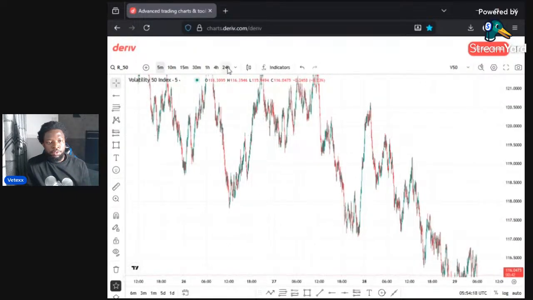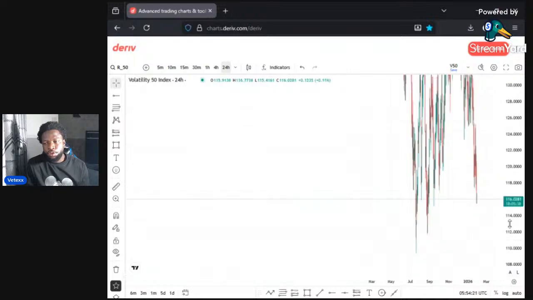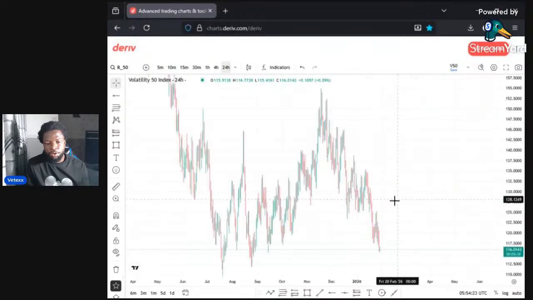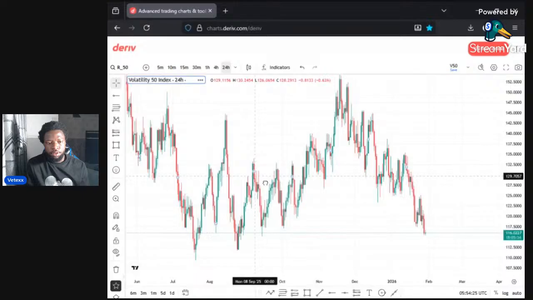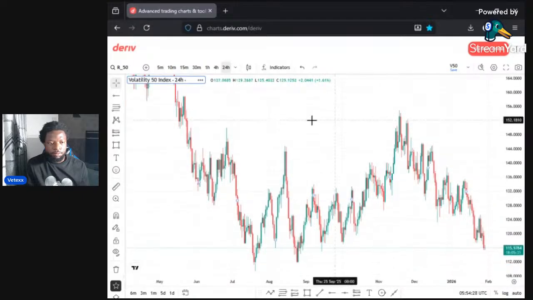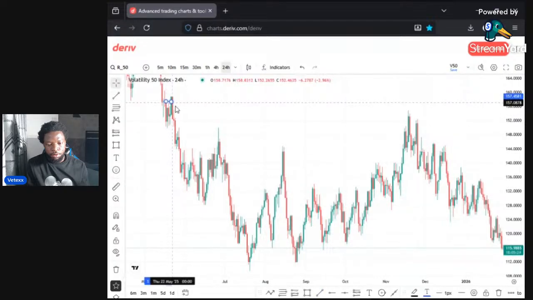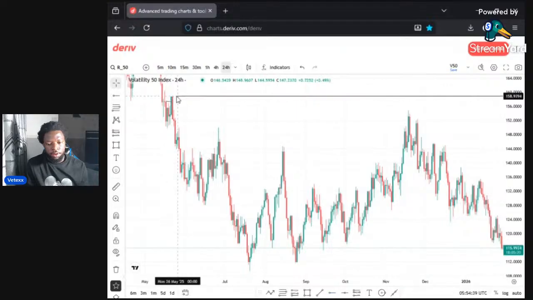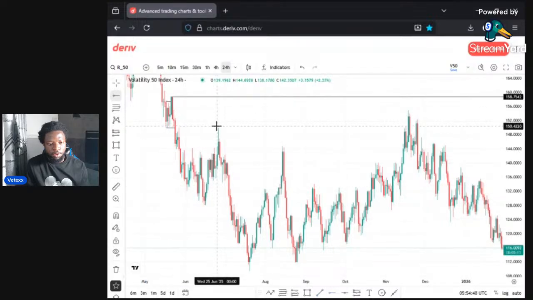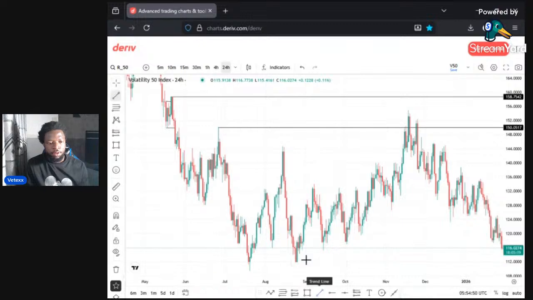Which is V50. Starting from the 24-hour time frame of V50, V50 is bearish. On the weekly time frame, it's also bearish. So let's check it out. Marking it out real quick, we have our sweep here, and then we have our protected high right here. We have our first break of structure, which is this. We have our protected high, which is this. We have our second break of structure, which is this.